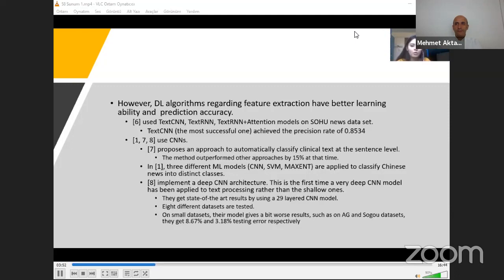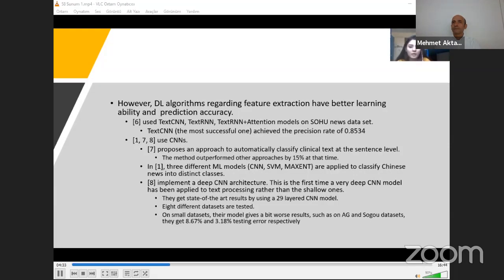Some other studies that use convolutional neural networks proposed an approach that automatically classifies clinical text at the sentence level, and their method outperformed other approaches at that time by 15%. Then there was a study that used a deep convolutional neural network architecture. This was the first time a deep convolutional neural network was applied to text processing rather than the shallow ones. They got state-of-the-art results by using a 29-layered convolutional neural network model.